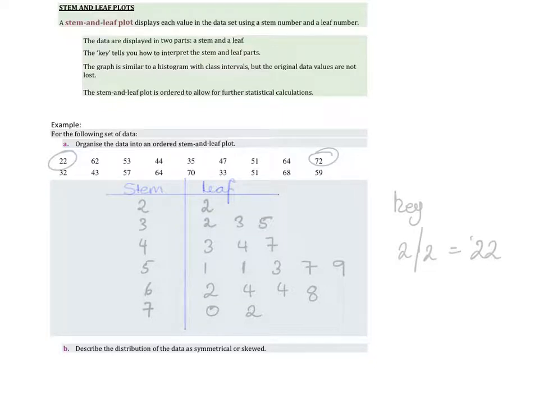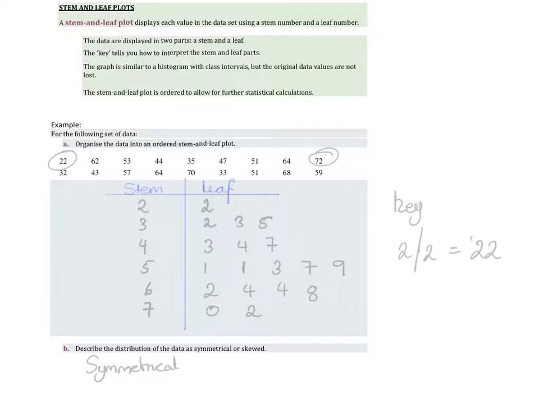So 2|2 means 22. And then it says describe the distribution of the data set as symmetrical or skewed. Well, we've just talked about that. Turn it on its side, looks like a histogram, and it looks like a symmetrical histogram. So my answer there is symmetrical.